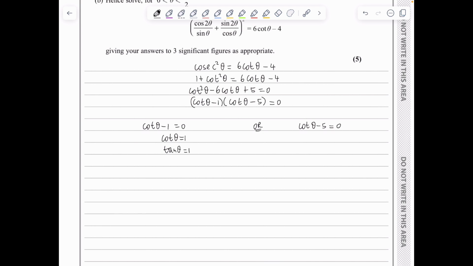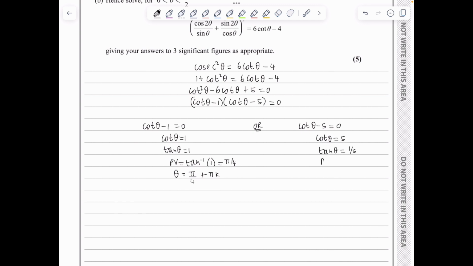Well, the PV for this case is simply shift tan of 1, which is pi over 4, which means that theta is equal to the PV of pi over 4 plus pi k, whereas for cot theta minus 5 is 0, we've got cot theta is equal to 5, and therefore tan theta is a fifth.